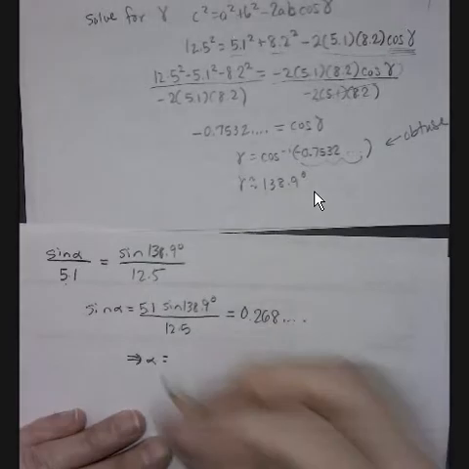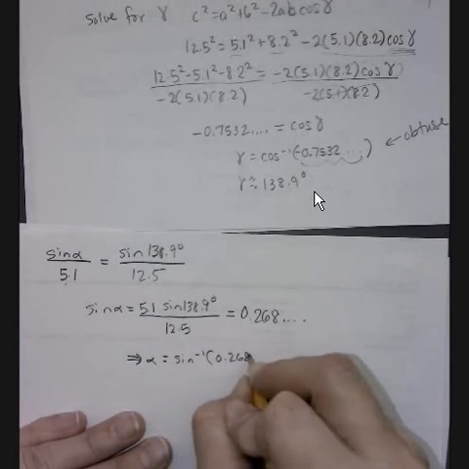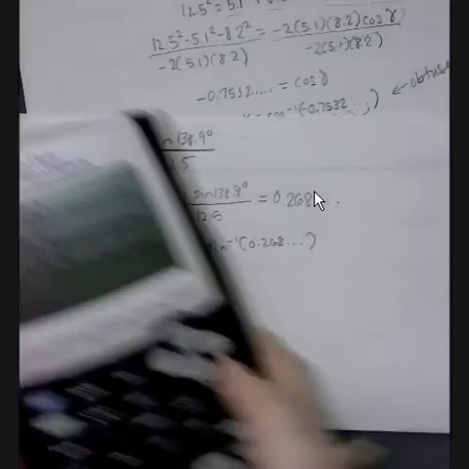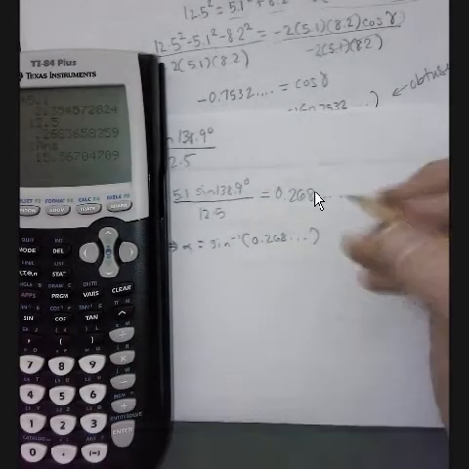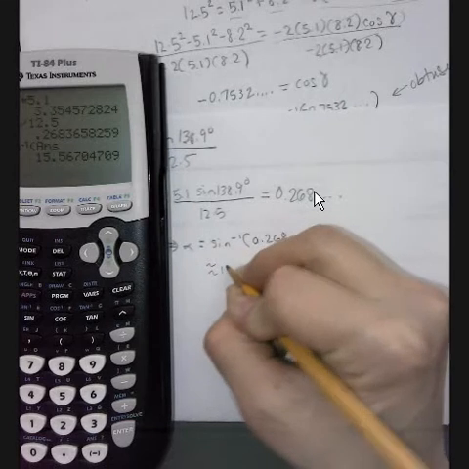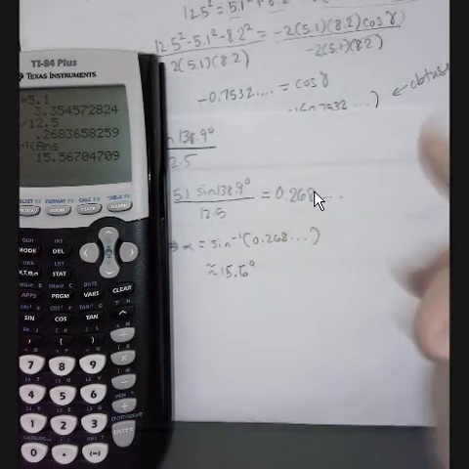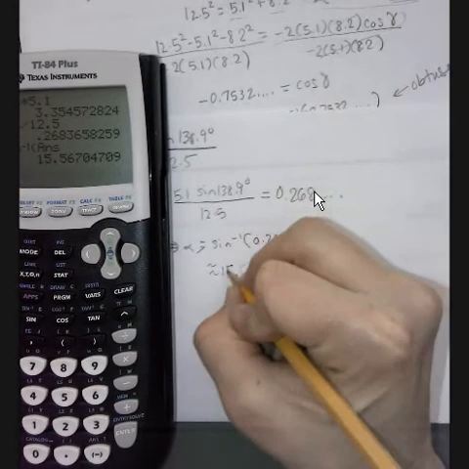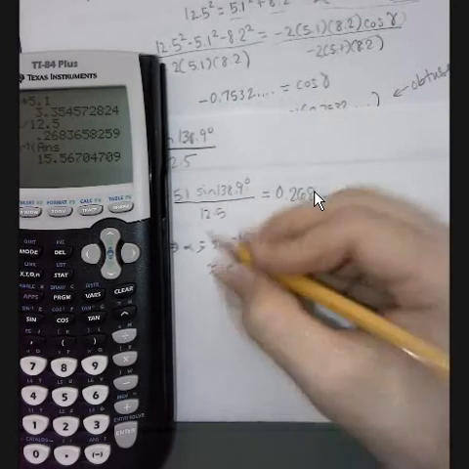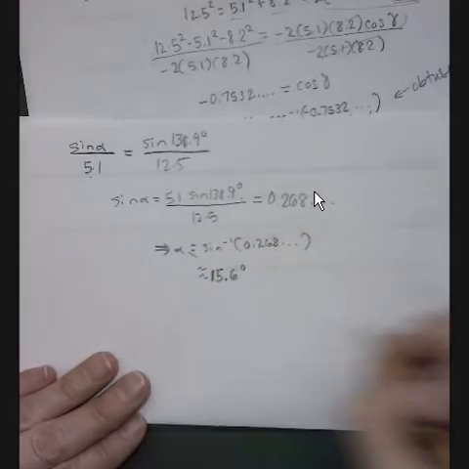The less rounding you do in general, the better answers you get. Okay, so that is approximately 15.6 degrees. All right. Got the shakes, I get weird jerky numbers there. Okay, 15.6 degrees for alpha.